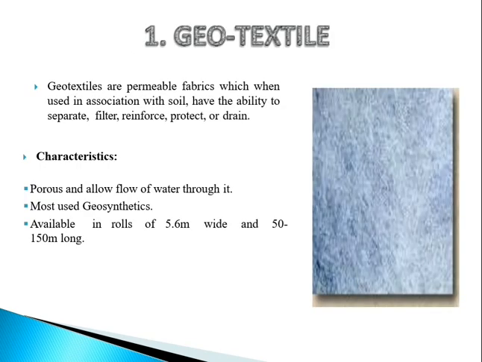So the first one is geotextile. Geotextiles are permeable fabrics which, when used in association with soil, have the ability to separate, filter, reinforce, protect or drain. The characteristics of geotextiles are that they are porous and allow flow of water through them. Most geosynthetics are available in rolls 5.6 meters wide and 50 to 150 meters long. You can see it in the image.